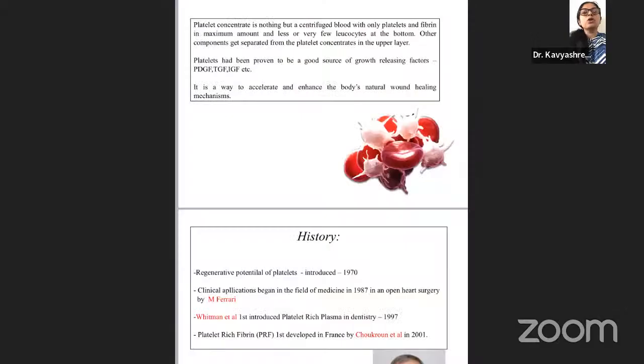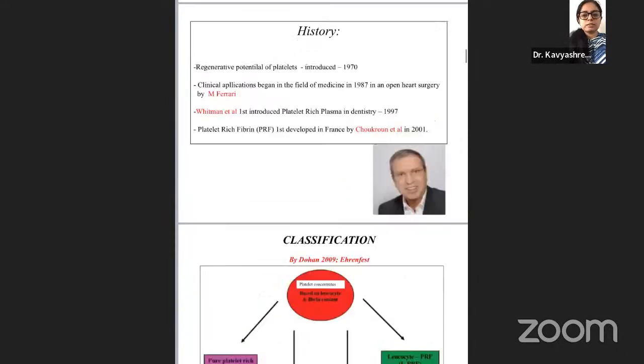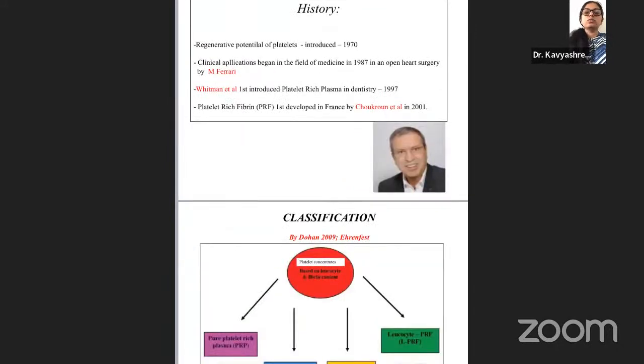healing mechanism through collagen formation, angiogenesis, as well as the bone formation. So coming to the history, we all know Choukroun et al. is the first person who introduced the platelet-rich fibrin. Before that, the regenerative potential of platelets was introduced in 1970, and the clinical application began in the field of medicine in 1987 in an open heart surgery by M.